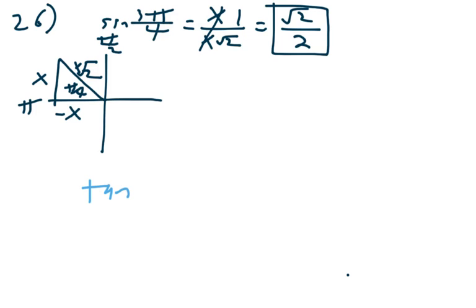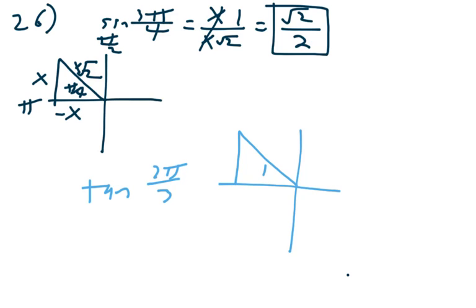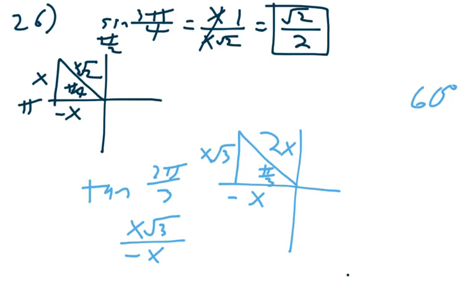When I do the tan of 2 pi over 3, we're still in that same second quadrant, except if this is 2 pi over 3, this is pi over 3, which is the same as 60 degrees. So this is going to be x and 2x and x square roots of 3, except this x is negative. So when I find the tangent, I'm going to have x square roots of 3 divided by negative x. Well, the x's cancel, and we wind up with negative square root of 3.